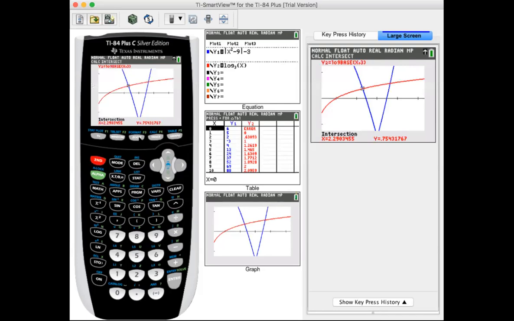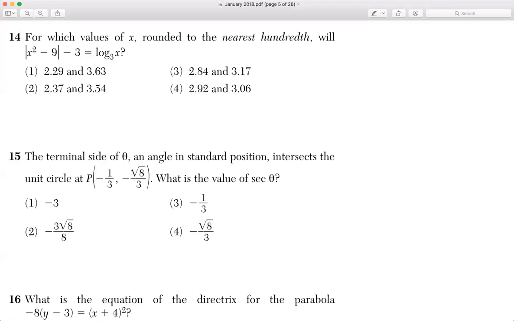Let's look at the second intersection. Enter, enter, scroll. The first one was 2.29. This is 3.629, 3.63. So 2.29 and 3.63. That's answer choice 1. So this.